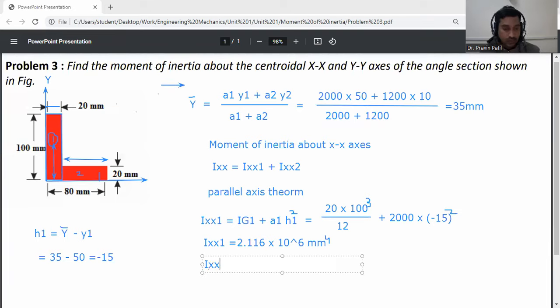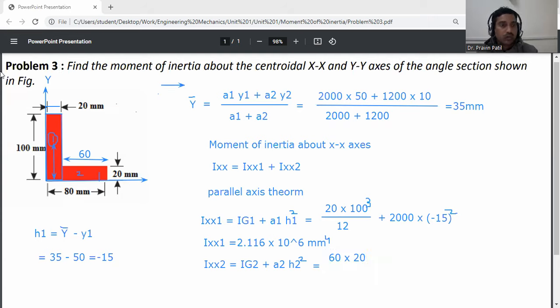Now calculate Ixx2. Ixx2 is equal to Ig2 plus A2 H2 squared. Ig2 is equal to BD cubed by 12. So B for the second rectangle part is the total 60 mm. So B is 60 and D is 20.